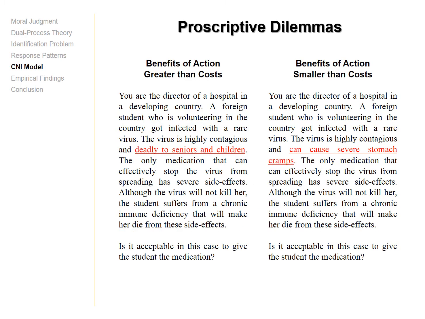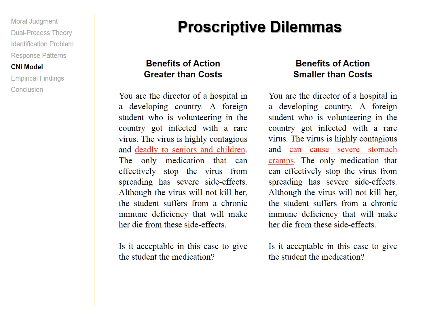To illustrate how we've done this in our own research, here's an example of a scenario involving a proscriptive norm where the benefits of action are either greater or smaller than the costs of action. The critical part of the cost-benefit manipulation is highlighted in red here, and the conceptual counterpart to the trolley dilemma is presented on the left. So I will just briefly read that to you.